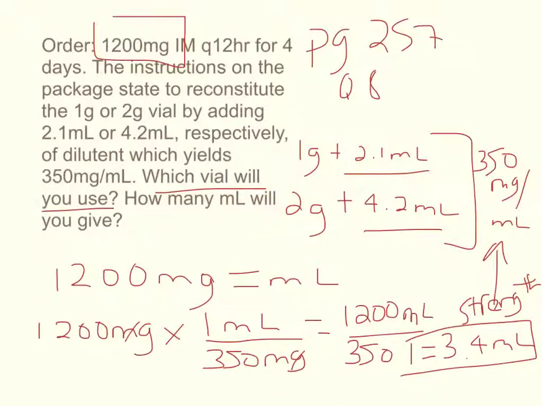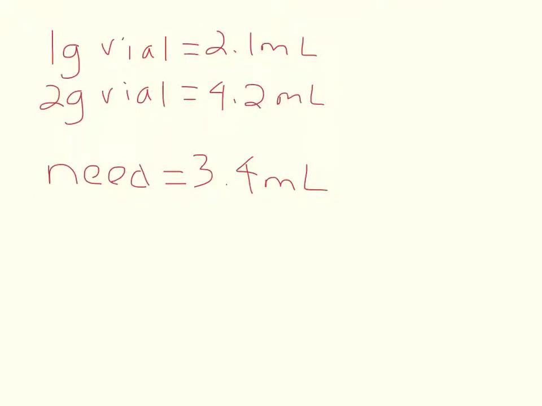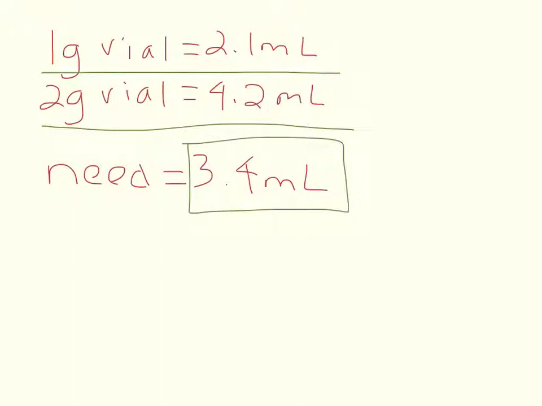So when we're asked which vial will you use, we need to take into consideration the planning. The 1 gram vial will give us 2.1 milliliters, and the 2 gram vial will give us 4.2 milliliters, but we need 3.4 milliliters. Hopefully you can tell me just by looking at these numbers that you will have to go with the 2 gram vial, because how would you be able to extract 3.4 milliliters from only 2.1 milliliters? It's just not possible. So your answer to the first question is, you would use the 2 gram vial.